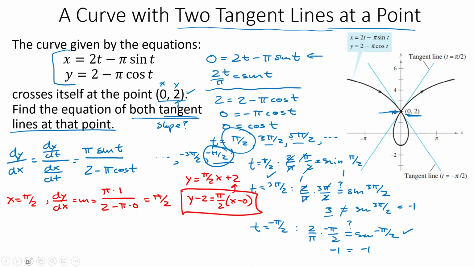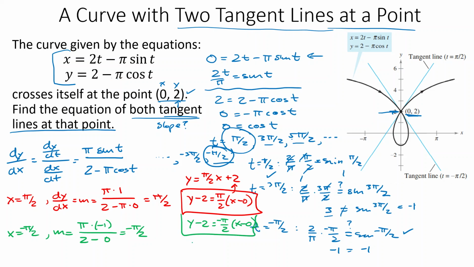That also is okay. For our second equation, let's go green here. We've got t equals negative pi over 2, so our slope is, plugging in negative pi over 2, pi times sine of negative pi over 2, which is negative 1, so pi times negative 1, over 2 minus pi times cosine of pi over 2, which is again 0. So we get negative pi over 2 as our slope there. So y minus 2 is negative pi over 2 times x minus 0, or y equals negative pi over 2 x plus 2. Notice they both have this same plus 2. That's the y-intercept of both of these tangent lines.